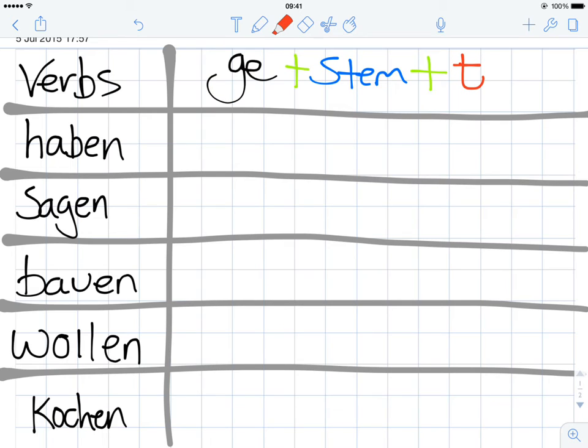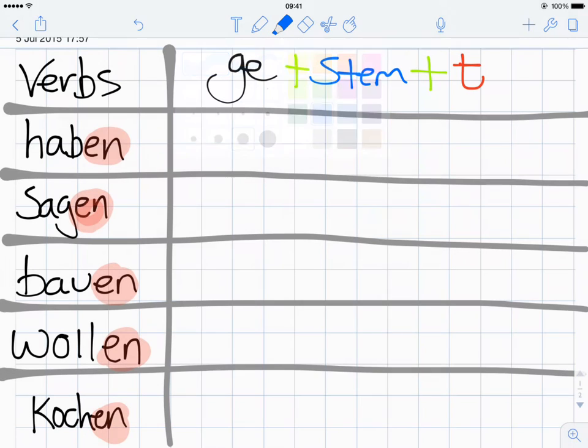In this case with the infinitives, we have a stem and an ending on each verb. So here we have haben, to have; sagen, to say; bauen, to build; wollen, to want; kochen, to cook or to boil. I'm going to need to break them down into the stem and the ending. The ending is the easiest bit to find. The majority of verbs in German in their infinitive form end in en. Easy to remember: ending en. So we have haben, sagen, bauen, wollen, kochen. The en is pretty easy to find.